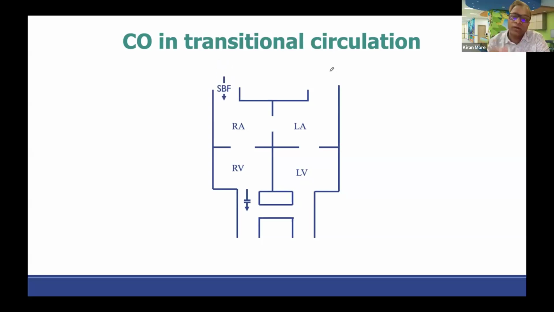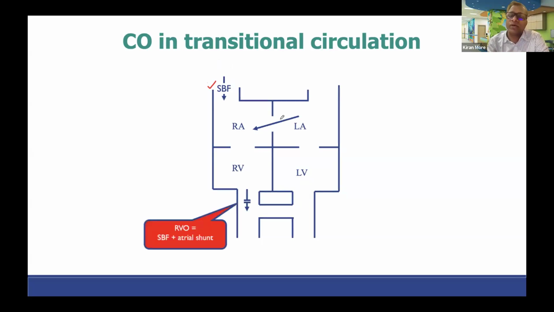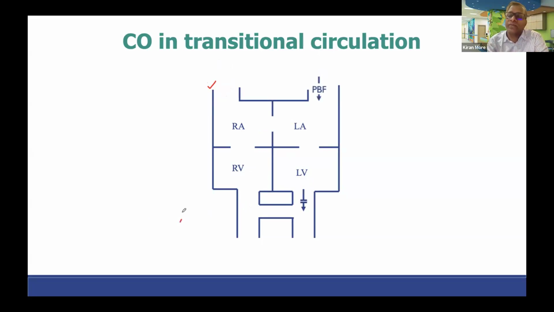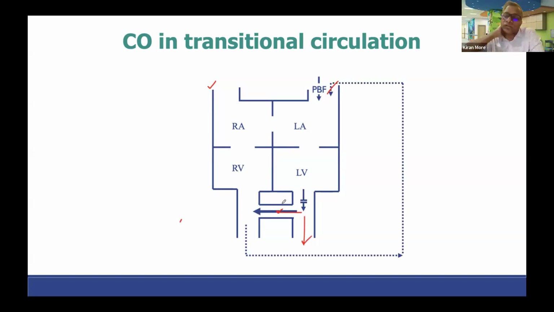So even if your preload is affected, your systemic blood flow will be less, but you might have a PDA with left-to-right shunting, or a PFO with left-to-right shunting across the PFO which is causing more contribution to the RA, and that blood is going to the RV, and that's why RVO will be the effect of systemic blood flow plus atrial shunt. And the LV blood is mainly coming from the pulmonary blood flow, PBF, but whatever blood comes to the LV, not everything goes out of the LV, but some might get shunted in the presence of a PDA, and then it just recirculates into the lungs and back to the LA. So you might have a high LVO because of the PDA and not necessarily because of warm shock.